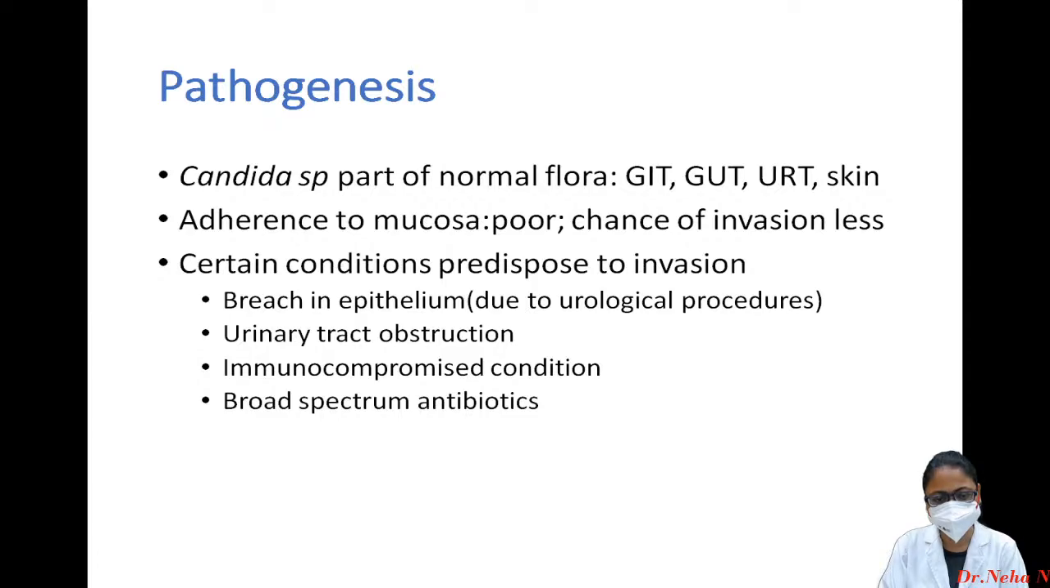There are certain conditions which predispose to invasion. These include a breach in the epithelium due to certain urological procedures or surgeries. Then urinary tract obstruction, because if there is obstruction, urine backflow can occur and the washing out of urine is not happening. The third is immunocompromised conditions, because the host immune response is weakened. The fourth is the use of broad spectrum antibiotics, because the normal bacterial flora is affected, and Candida can manifest and invade in these cases.